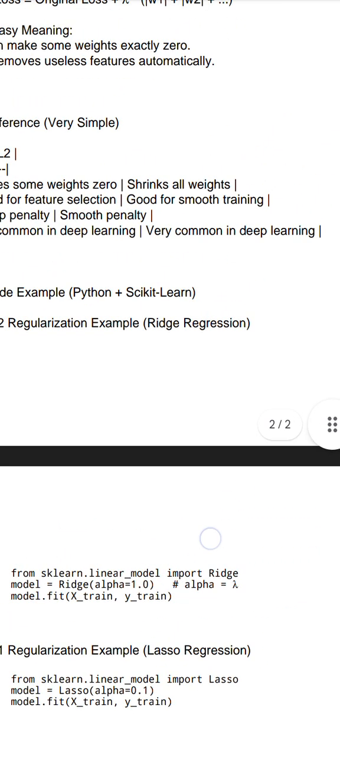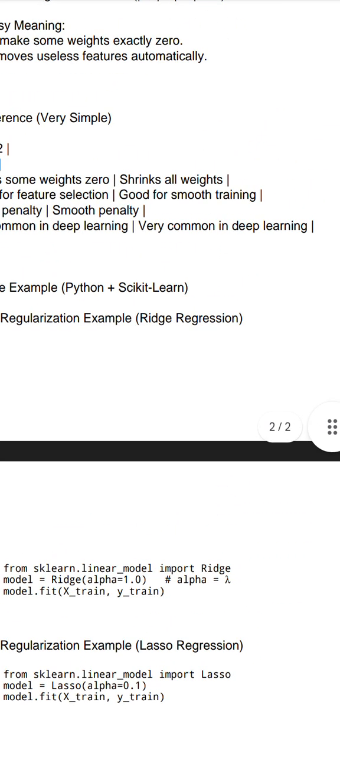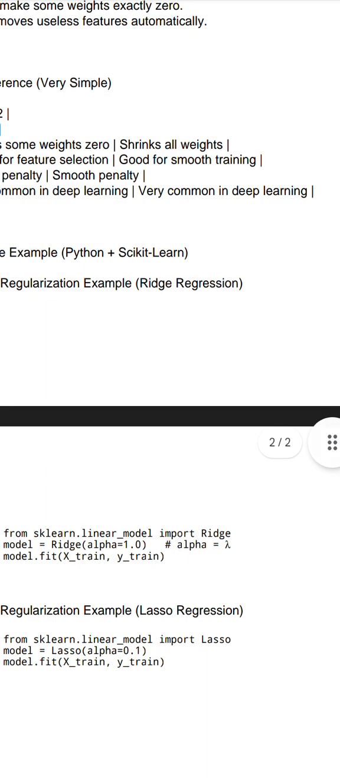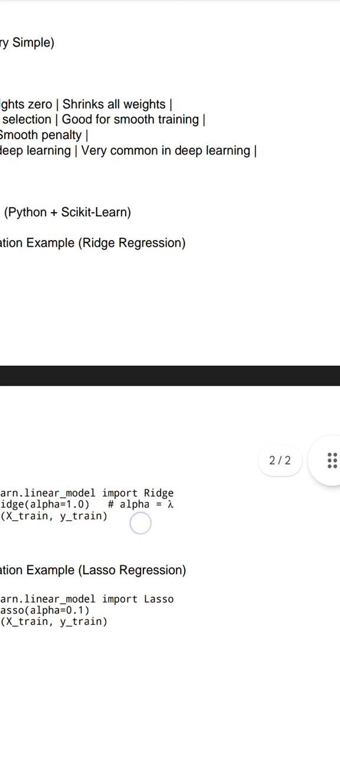And L2 shrinks all weights. It is good for smooth training, with a smooth penalty, and is very common in deep learning.